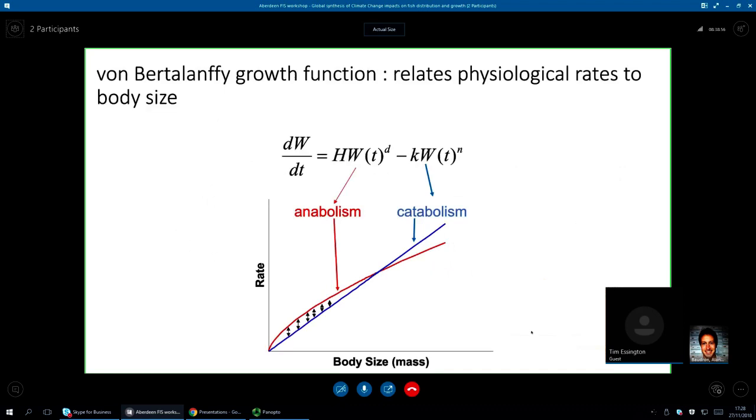All right, so this is my favorite equation of all time. It's the von Bertalanffy growth function. We've all used the von Bertalanffy model in one way or another. We've probably seen a variety of different forms. It takes lots of different shapes.